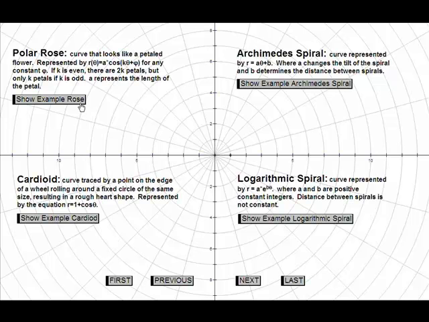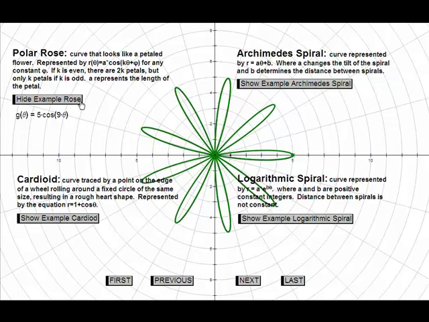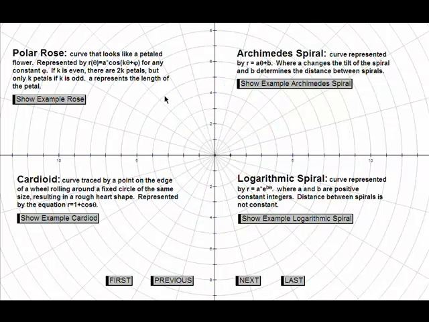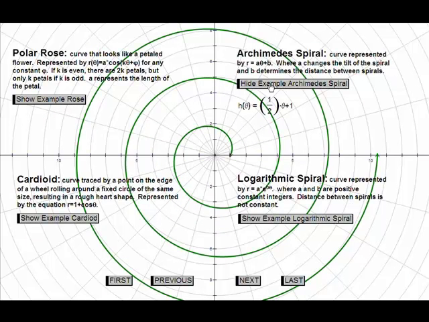First, we have the polar rose. This one has a length of 5 with 9 petals. The Archimedes spiral is pretty cool because it has an equal distance between each of the turns. It never changes.